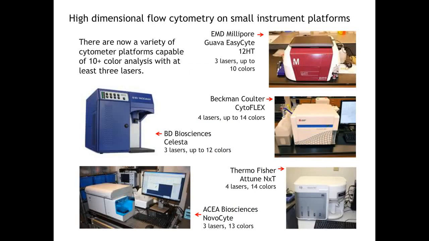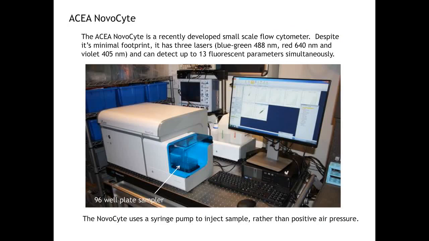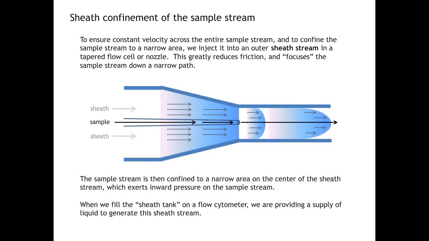Here are some of the modern platforms that are available that I just listed. The Guava EasyCyte series, which ranges anywhere from 3 or 4 colors up to more than 10, using 3 or 4 lasers. The Beckman Coulter Cytoflex, the Attune Next. I'd like to concentrate, though, on one platform that is representative of these technologies, the ASEA NovaCyte. This is a recently developed small-scale flow cytometer, very small footprint. It has a 488, a red, and a violet laser on it, and it can detect up to 13 fluorescent parameters simultaneously. The ASEA NovaCyte takes advantage of an interesting mechanism for delivering sample to the instrument.